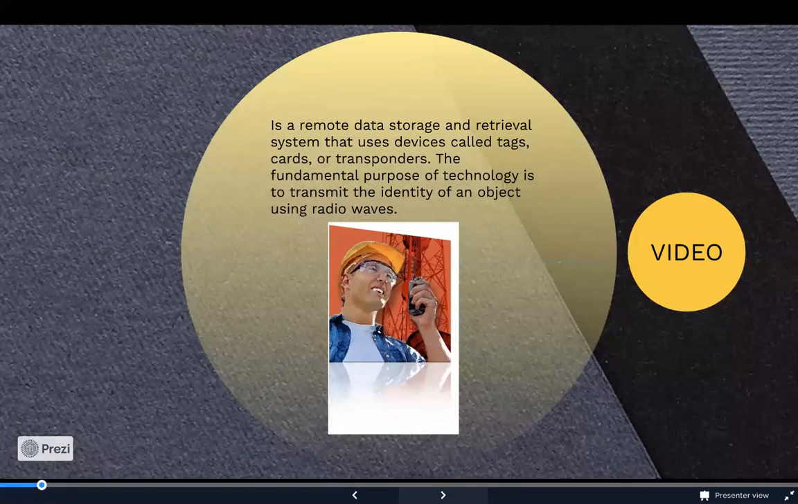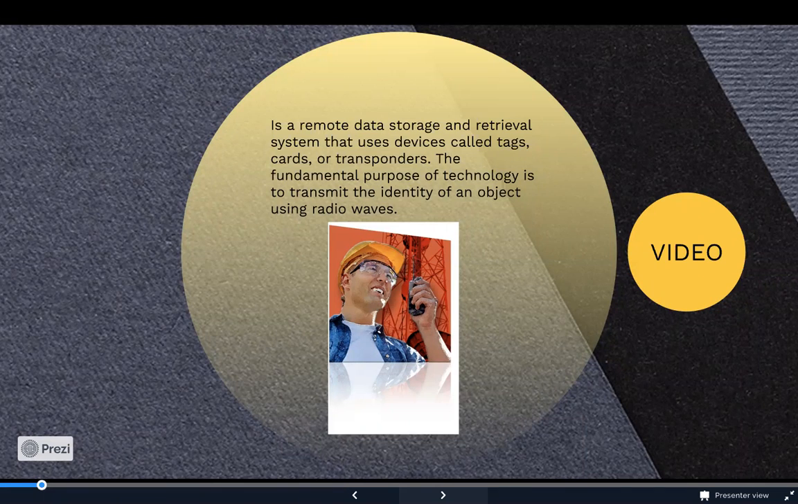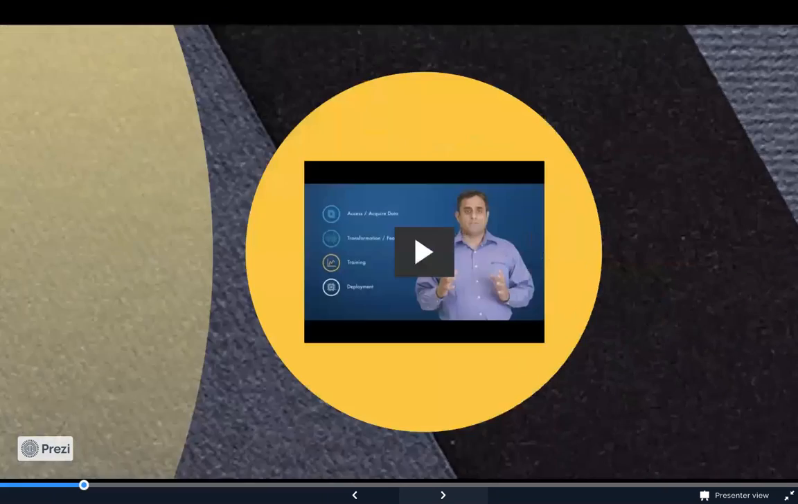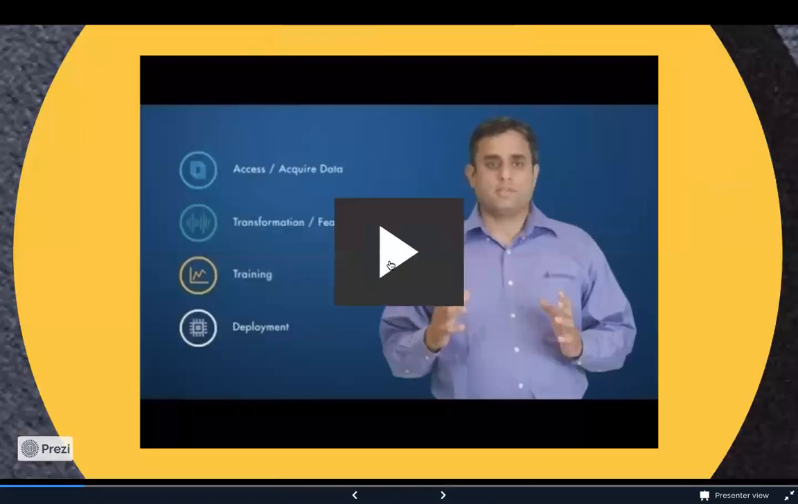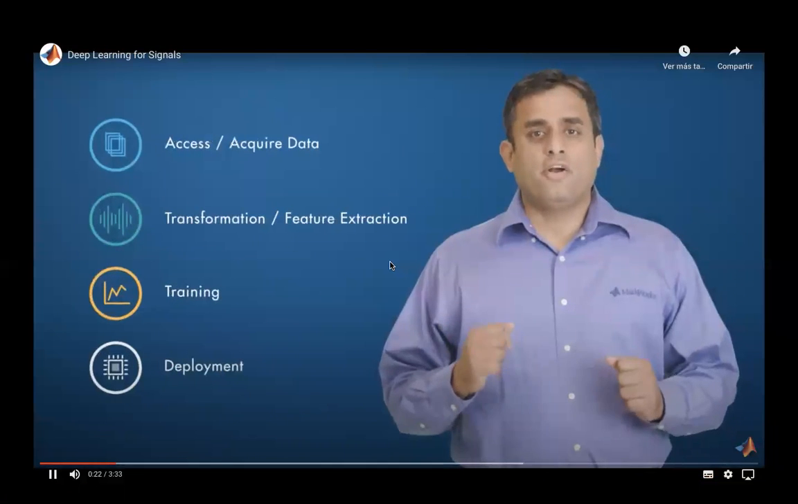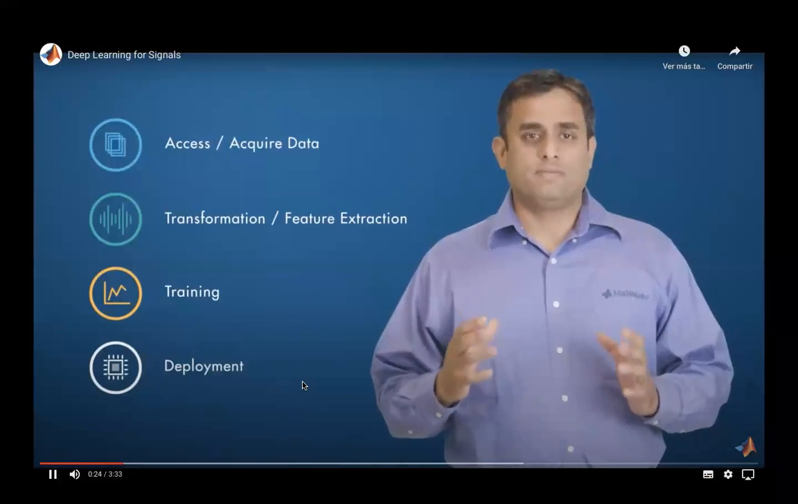The definition is a remote data storage and retrieval system that uses devices called tags or transponders. The fundamental purpose of the technology is to transmit the identity of an object using radio waves. Let's take a closer look at the four steps involved.